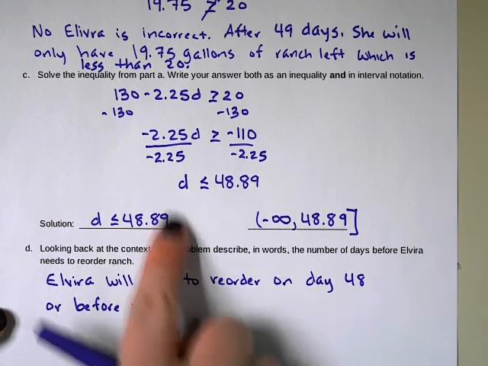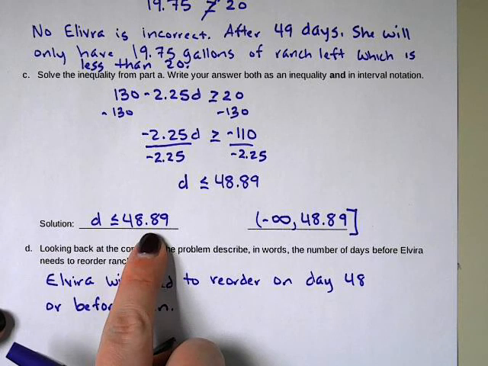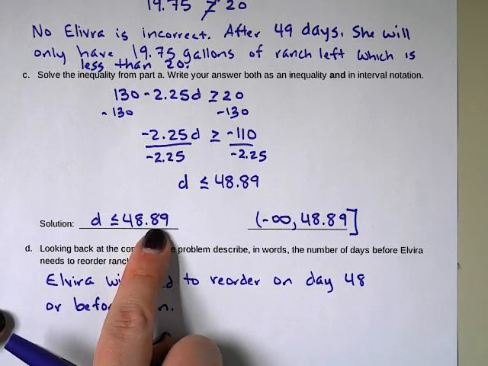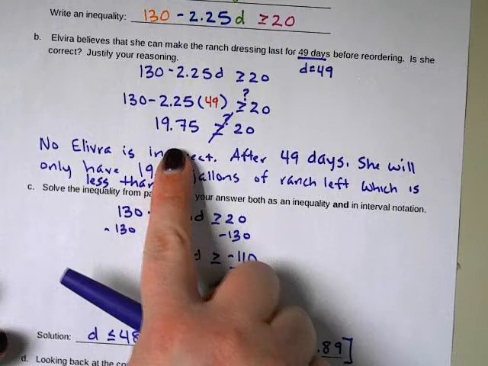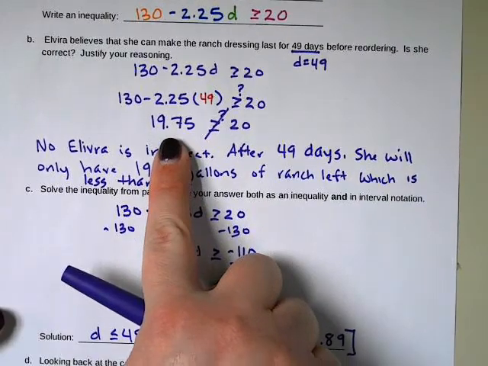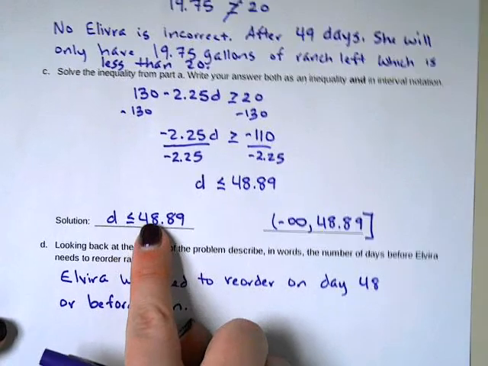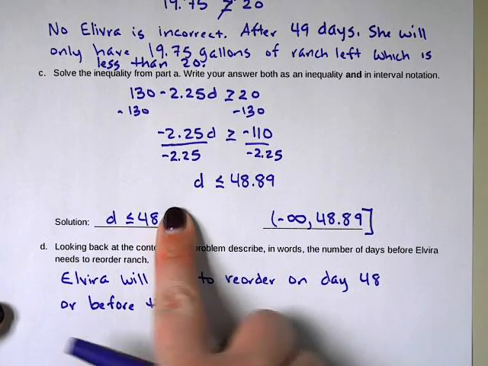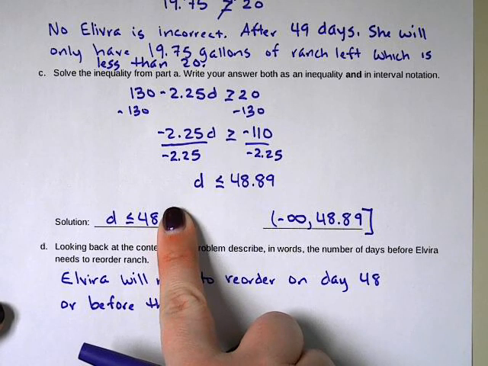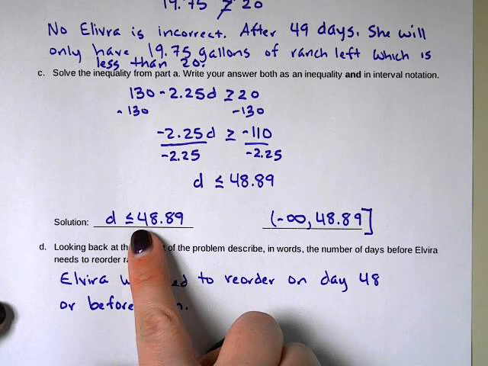So we have to make sure we're interpreting this the correct way, because sometimes we want to round this up to 49, but that wouldn't work, because if we go to 49 days, we said she's not going to have enough. So in this case, even though it seems weird, we almost have to cut off the decimal point, and we have to just care about the whole number here, because we need to be less than or equal to.